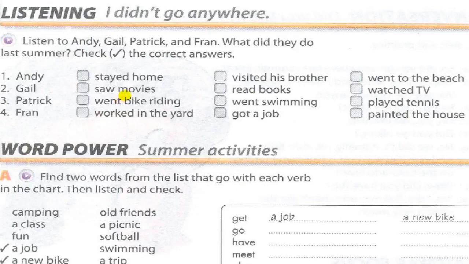3. Patrick. Did Patrick do anything last summer? Yes, he did. He went bike riding and he played tennis. So Patrick played tennis and went bike riding. He's a good athlete. He's fit. He practiced sport. Answer number 3: went bike riding, played tennis.